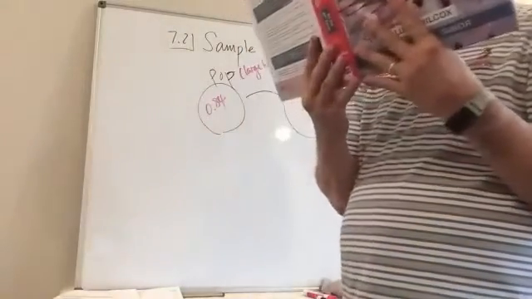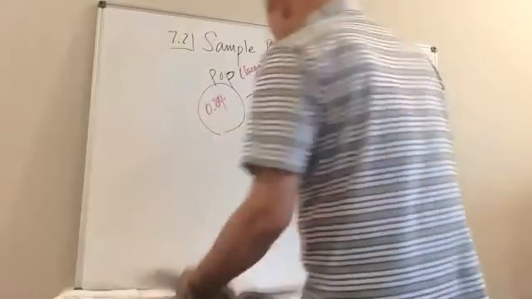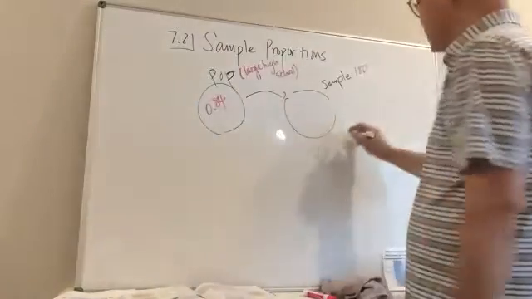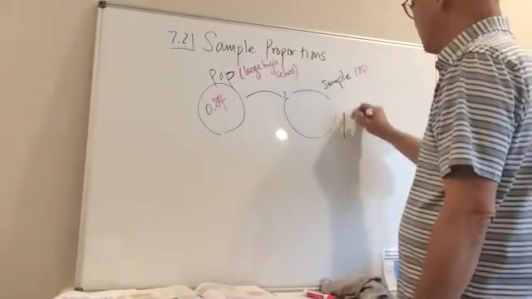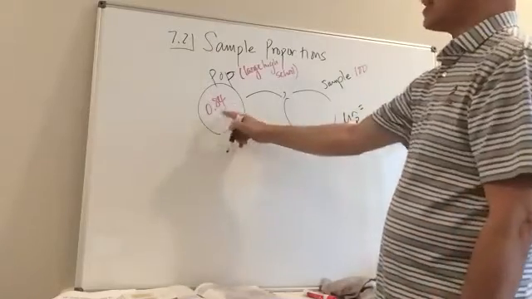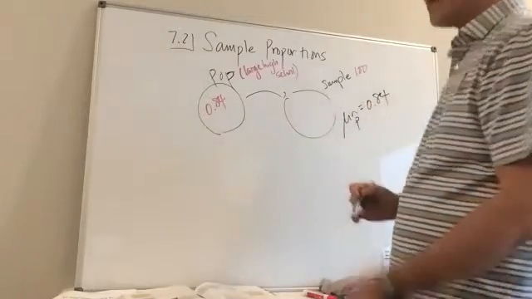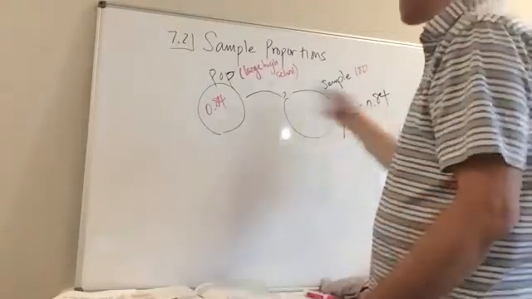So A, identify the mean of the sampling distribution of p hat. I want to know what the mean of the sampling distribution of p hat is, and it's going to be the same as this. So it's going to be 0.84, because it is an unbiased estimator.